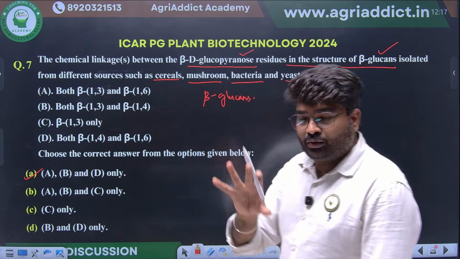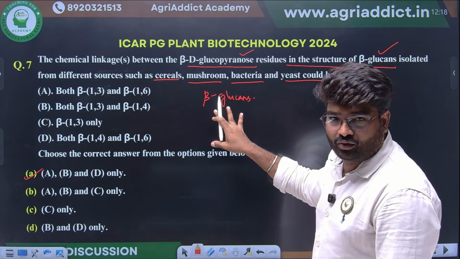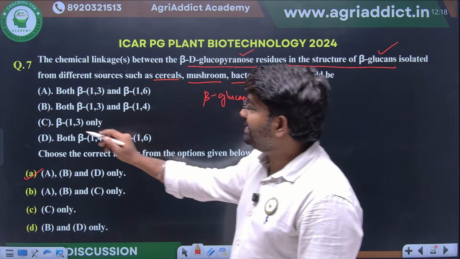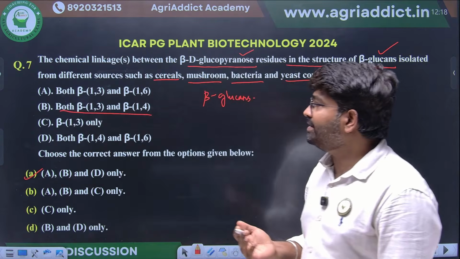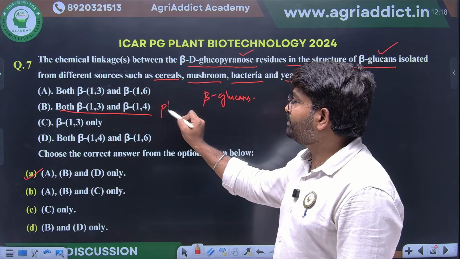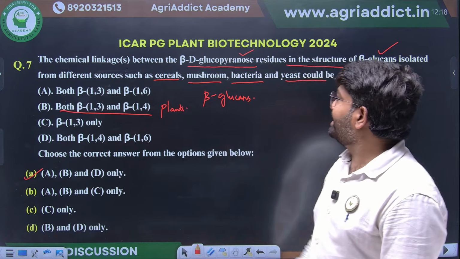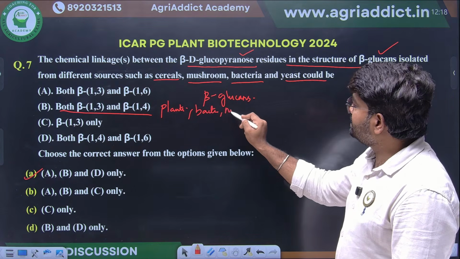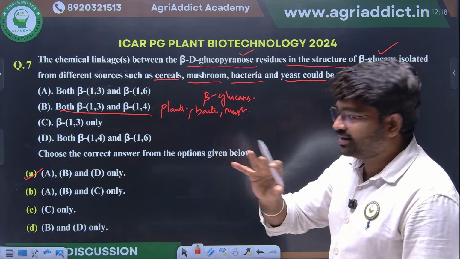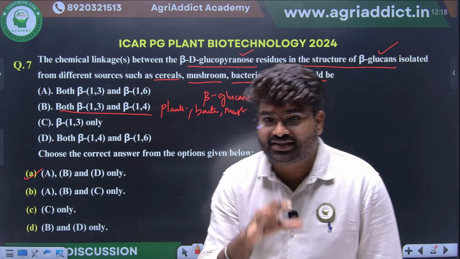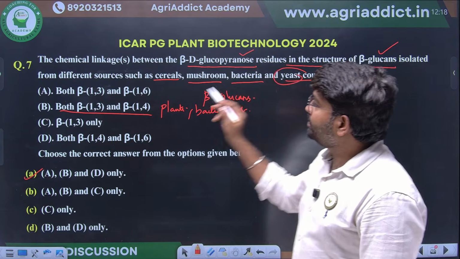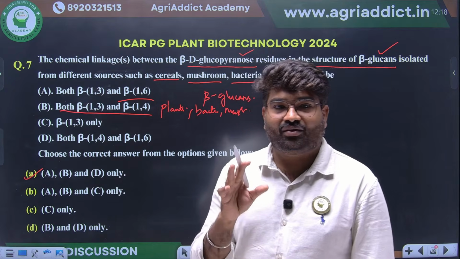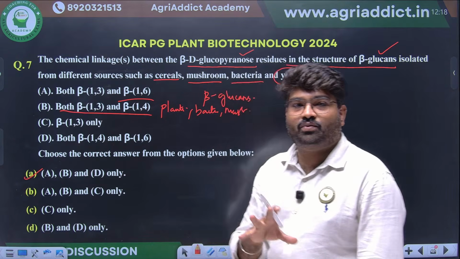Okay. So we know the plant will have beta glucans, like wheat and barley. That will have what linkage? Beta 1,3 and beta 1,4 linkage will be there in plants. Clear. But bacteria also will have the same linkage. Mushroom also will have the same linkage. But the speciality of yeast is it will have beta 1,3 as well as beta 1,6 linkage.